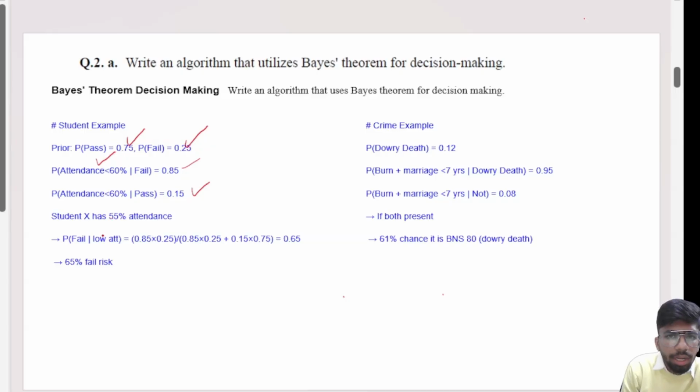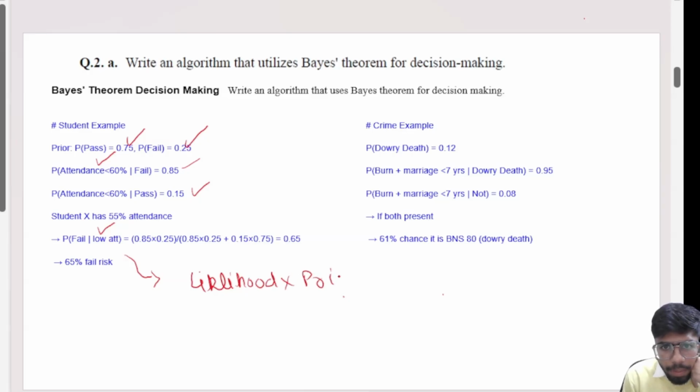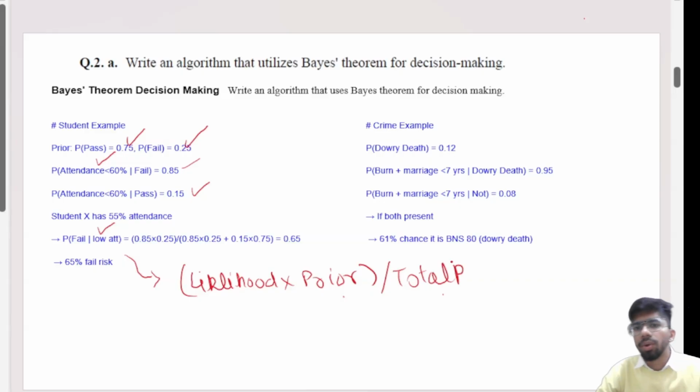The probability of fail given that the student has lower attendance is equal to likelihood times prior probability divided by total probability, like given here. I'll also write the formula for it, which is likelihood times prior divided by total. So the probability of the student failing given low attendance is 0.65 after calculating all this. 65% is the fail risk. This is how Bayes' theorem makes a smarter decision than simply guessing based on attendance alone.